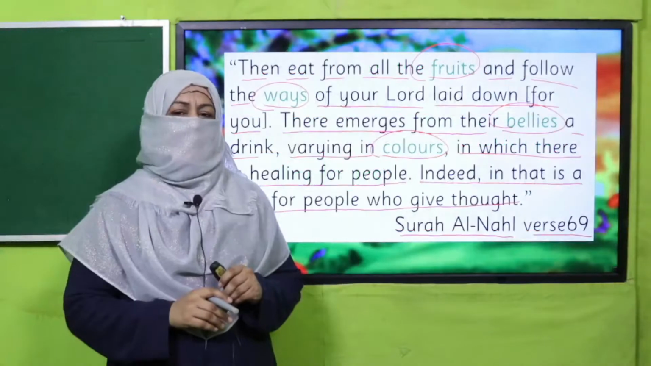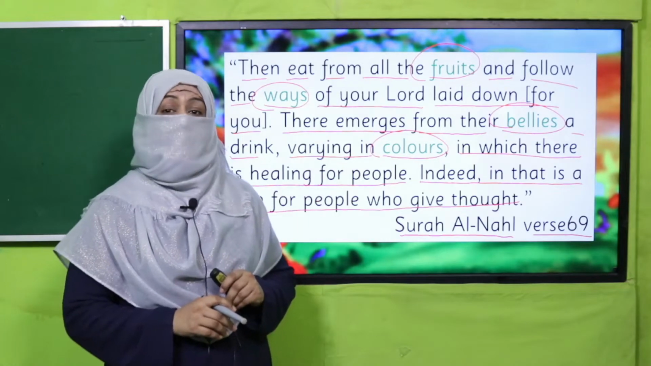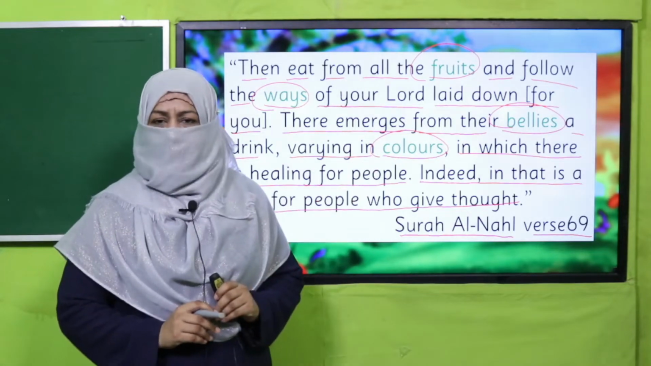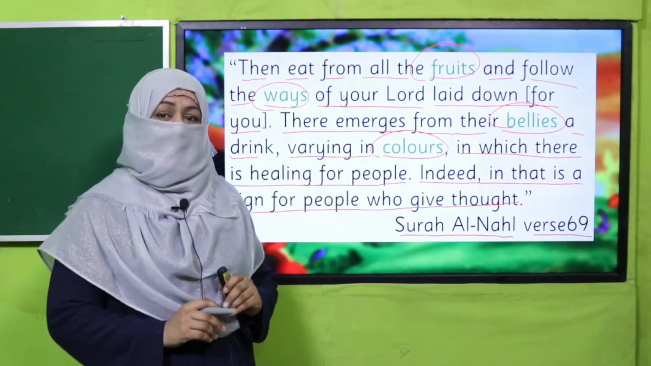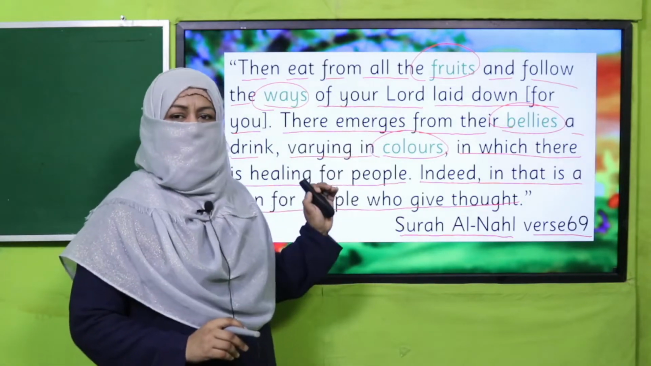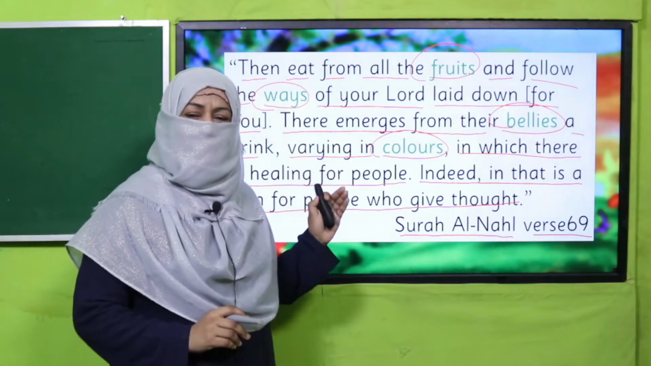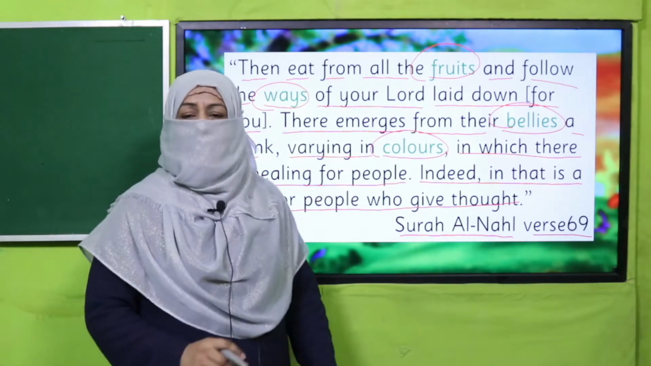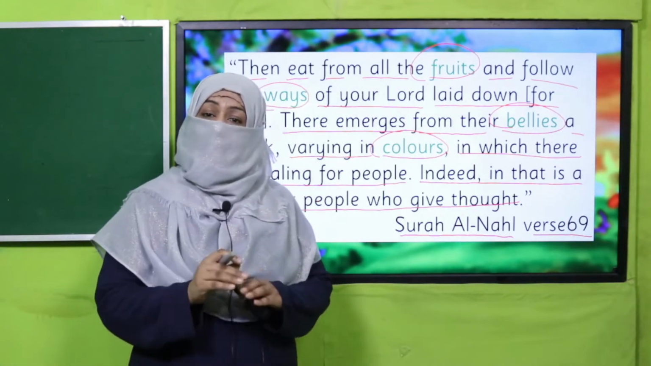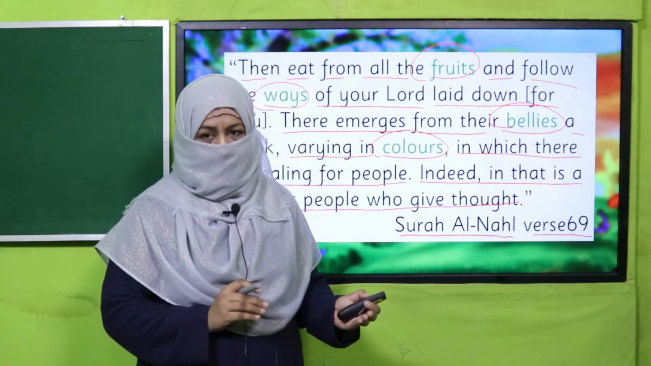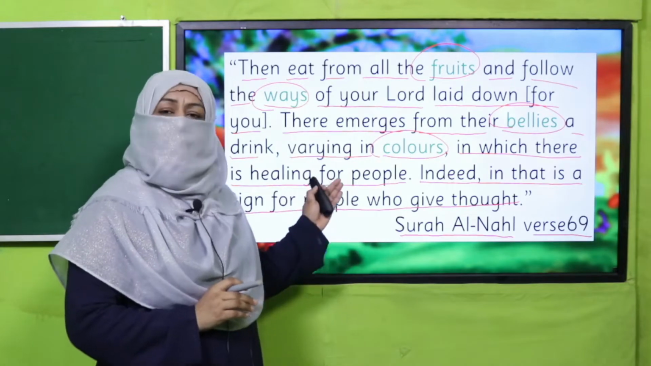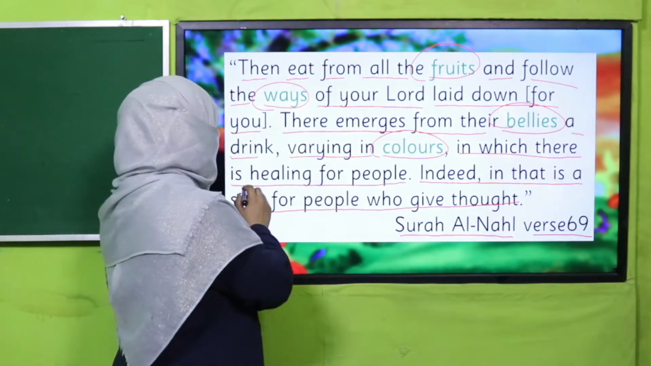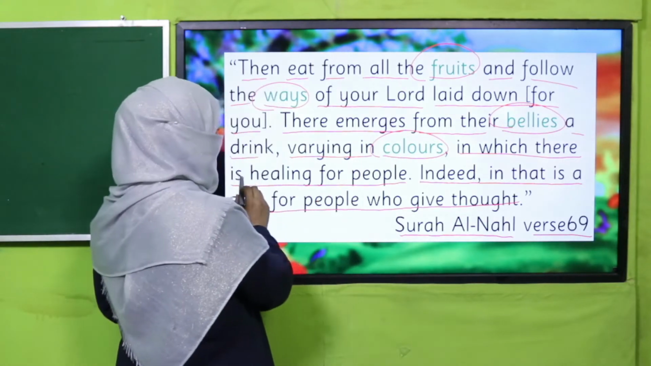Yes, my dear children, what this beautiful verse is telling us is that Allah subhanahu wa ta'ala is especially mentioning fruits in the Quran. Allah has created fruits for us. Why? So that we can eat them, and after eating these fruits we should say thanks to Allah, and that is the way we follow the ways of Allah. So beta, whatever Allah has created for us, one way to be thankful to Allah is to follow Allah's command. And Allah is mentioning that when we eat fruits, there is healing for the one who needs it. Okay, that's mentioned here.